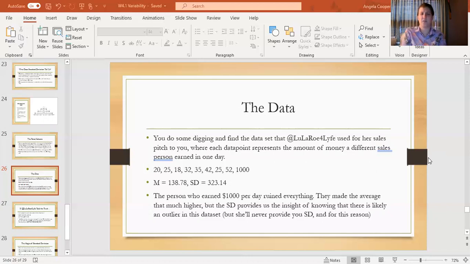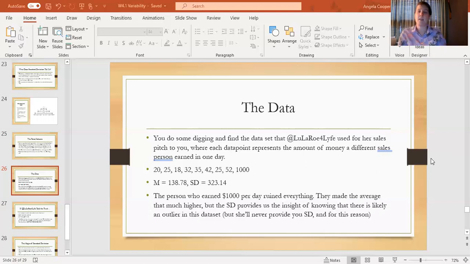You see a lot of people floating around the $30-ish region. You've got 20, 25, a 32, 42, 52. But that one person who made $1,000 in a day screwed up the mean as well as the standard deviation. So with this data set, yes, the average still is 138.78. So they're still earning over $100 a day on average.